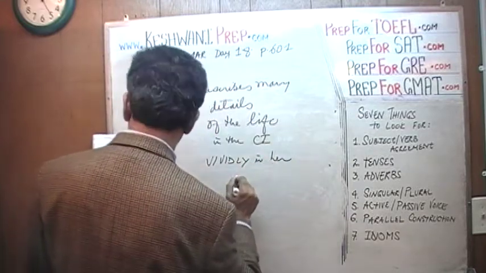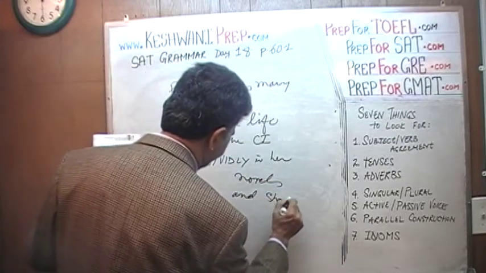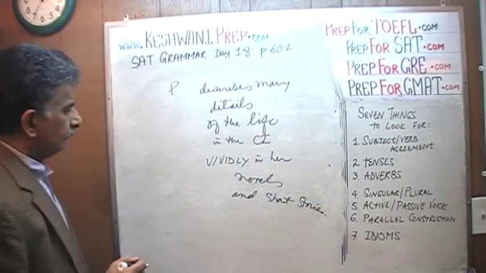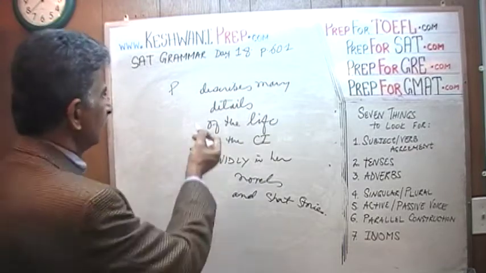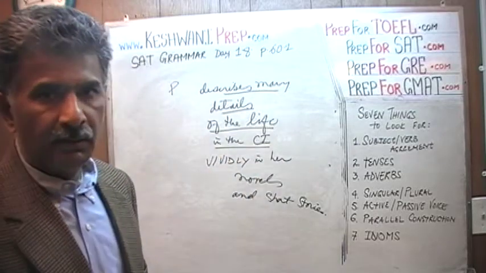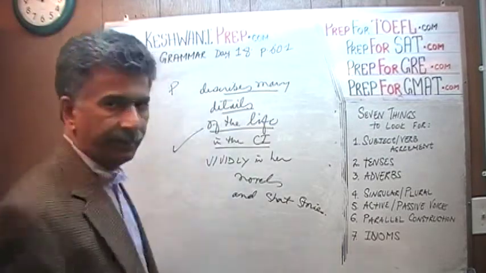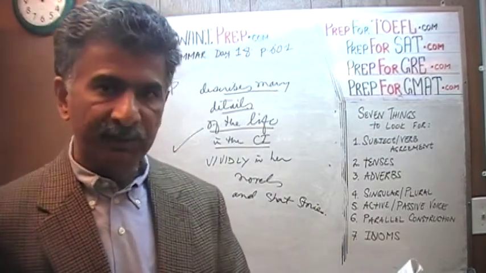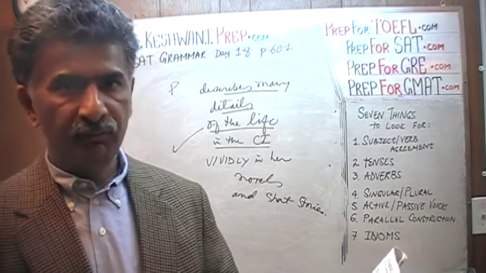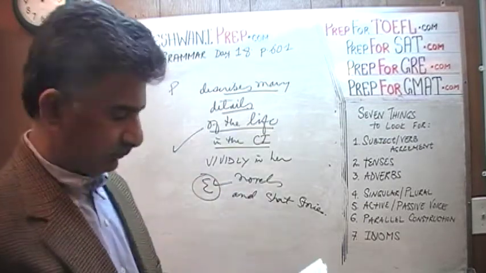In her novels and short stories. So she describes many details of the life in the Caribbean island vividly in her novels and short stories. There is nothing wrong with this sentence. It's fine. And the first part and the middle part that I left out, whose Barbadian background has influenced her writing, is also fine. The answer here is E. There is nothing wrong with this sentence.